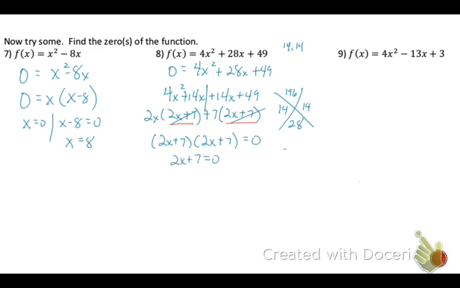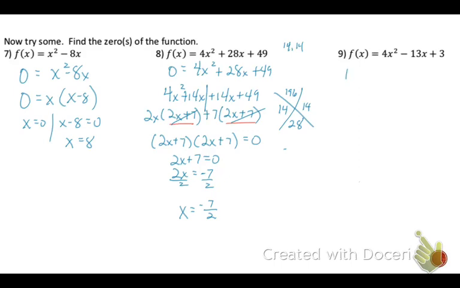Then we can set just one of those equal to 0 because they're identical. So our solution is negative 7/2, or negative 3.5. If we graphed it, that parabola would open up and just have its vertex at the point negative 3.5, negative 7/2, 0. Let's try another.